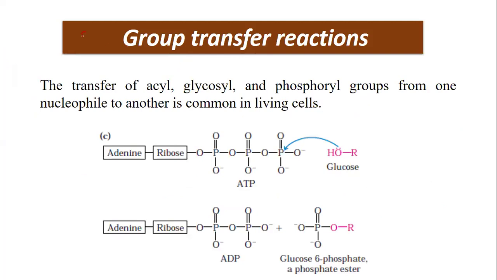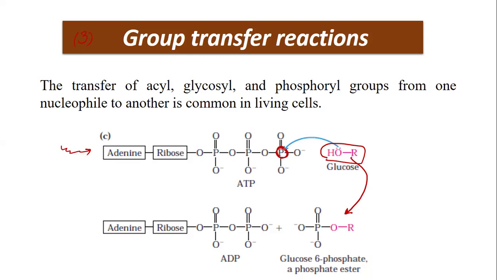The third type is group transfer reaction, and we have already discussed this type while we were discussing ATP as an energy coupler. And here you can see that this is the first reaction of glycolysis, where the glucose is converted into the glucose 6-phosphate. For this conversion, the carbon number 6 of the glucose, where the OH group is attached, and the oxygen of this OH group conducts a nucleophilic attack on the terminal phosphate of ATP.